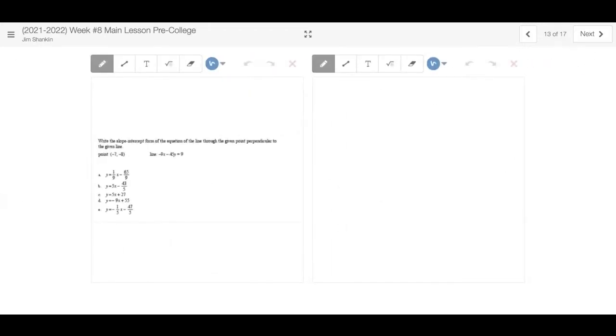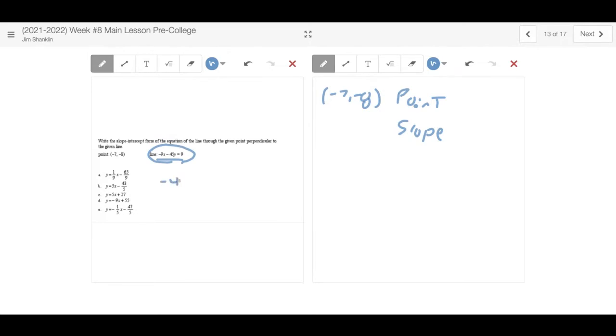Write the slope-intercept form of the equation of the line through the given point perpendicular to the given line. Oh, okay, so I need it to be perpendicular to this line. So they gave me a point, and there's only two things I need in order to write an equation of a line. I need a point, and I need the slope. Well, the slope, they're going to make me work because they said perpendicular to this. Well, slopes of perpendicular lines are opposite reciprocal slopes. So the first thing I'm going to do is find the slope of this line.